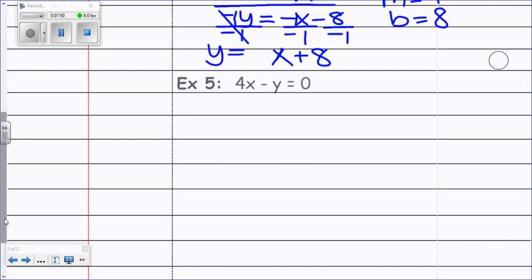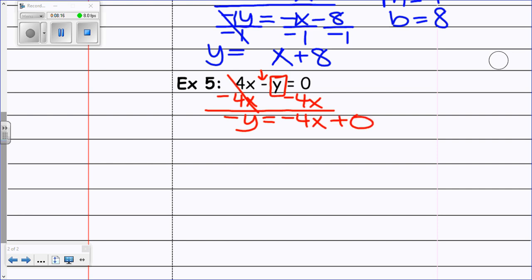Example 5. We have 4x minus y equals 0. So we need to still get y by itself. So we're going to move the 4x from both sides. 4x's cancel. We got a minus y. Make sure you bring that down. Equals negative 4x plus 0. Now, because it's the plus 0, like we learned in the previous lesson, we don't need it. So right now we're just stuck with negative y equals negative 4x.